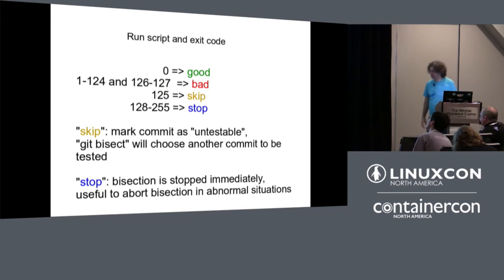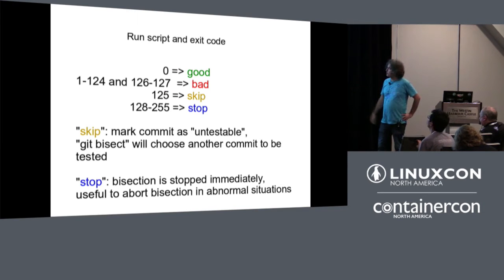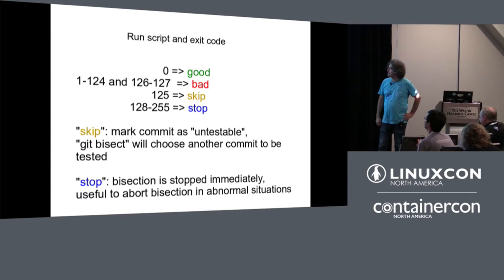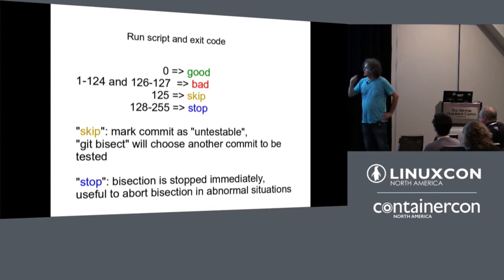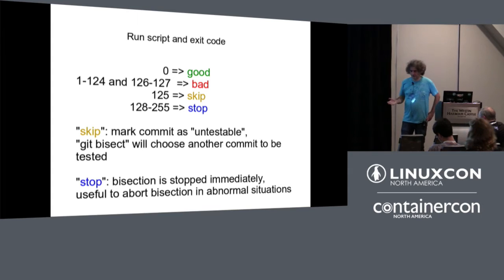So how does it know after running each run command whether the commit is good or bad? It's with the exit code of the command. So when it's zero, it means good. And most of the exit numbers from 1 to 127, except 125, are bad. 125 means that the current commit cannot be tested.